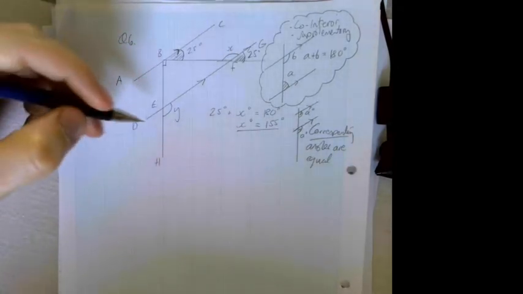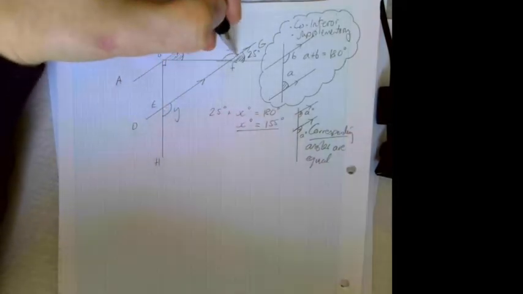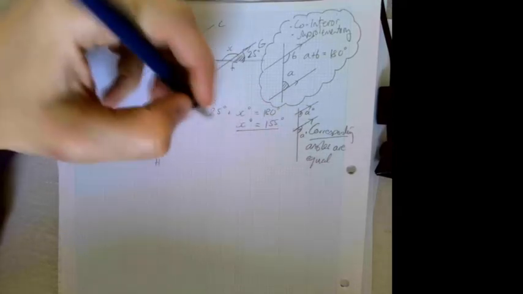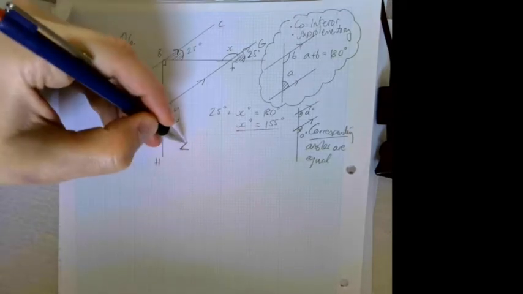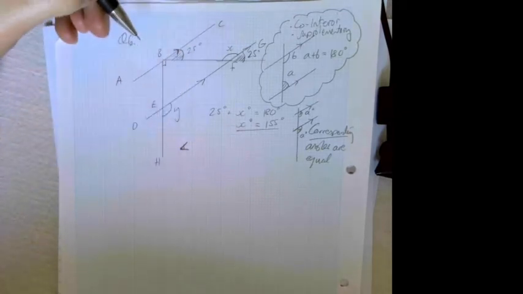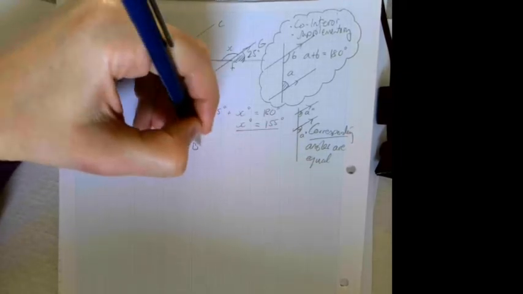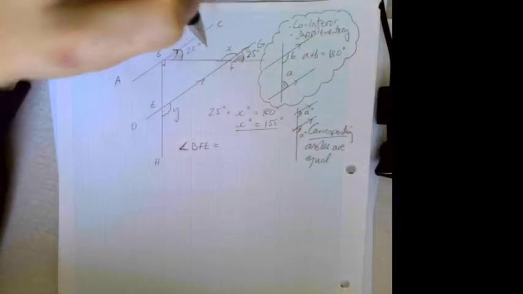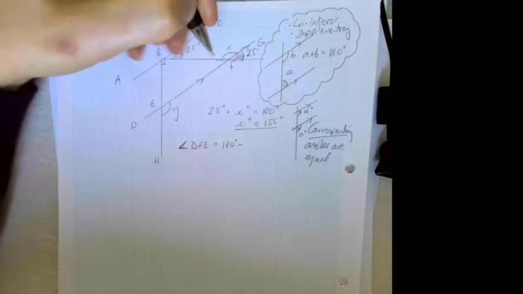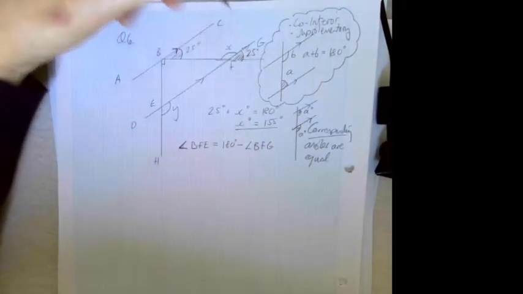Okay, what about finding angle y now? Well, there's a few ways you could do this. One way you could do it is you could say that angle, we can use that symbol to represent an angle. It's like a 4 over L, and it kind of looks like an angle as well, right? Angle BFE. That's going to be equal to 180 degrees minus angle X, or angle BFG, because of angles on a straight line.